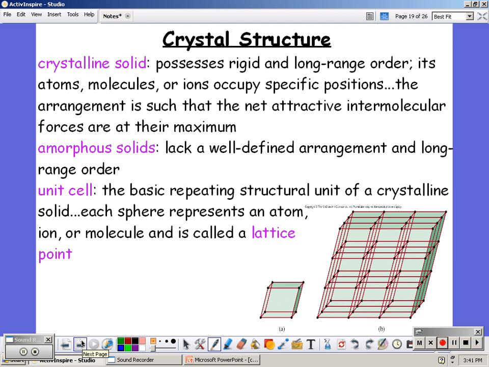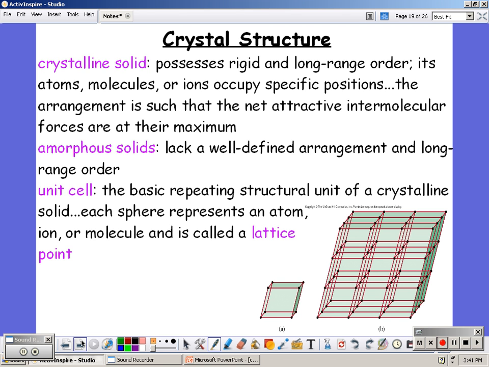Alright, so now we're talking about solids, crystalline structures. A crystalline solid possesses rigid and long-range order. Its atoms, molecules, or ions occupy specific positions. The arrangement is such that the net attractive intermolecular forces are at their maximum. Amorphous solids lack that well-defined arrangement and long-range order, and we'll talk more about them later.